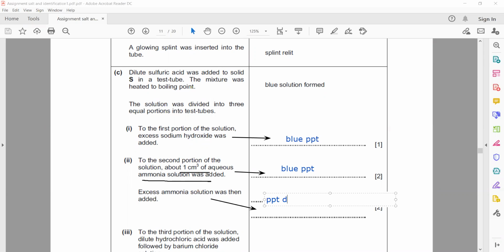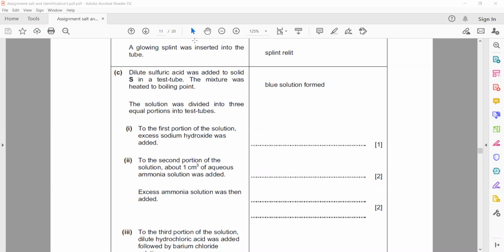Precipitate dissolves to form royal blue or inky blue or deep blue solution. You have to learn these tests. Dark blue solution also, deep blue solution, all are acceptable.